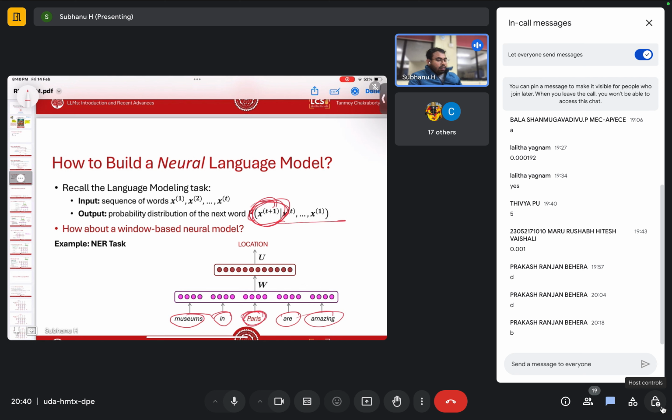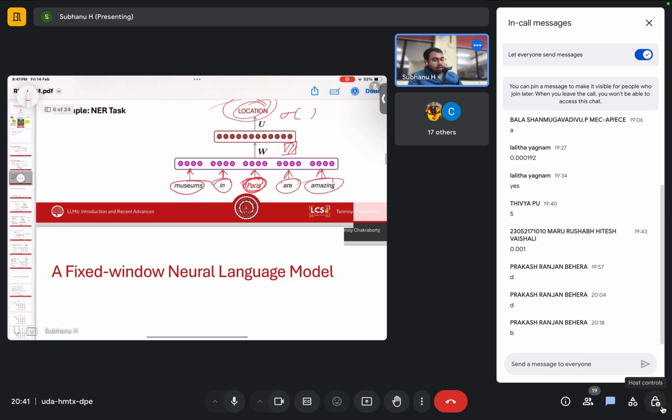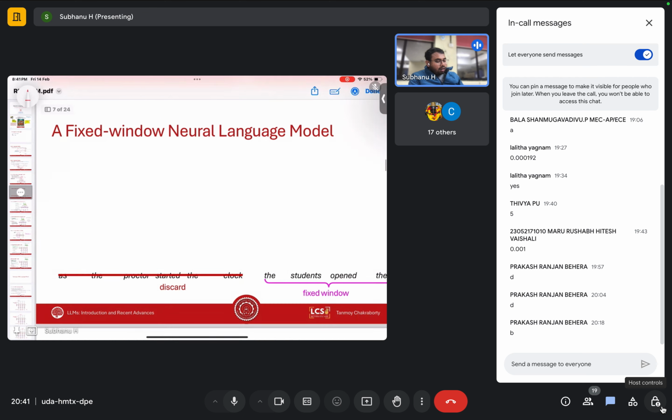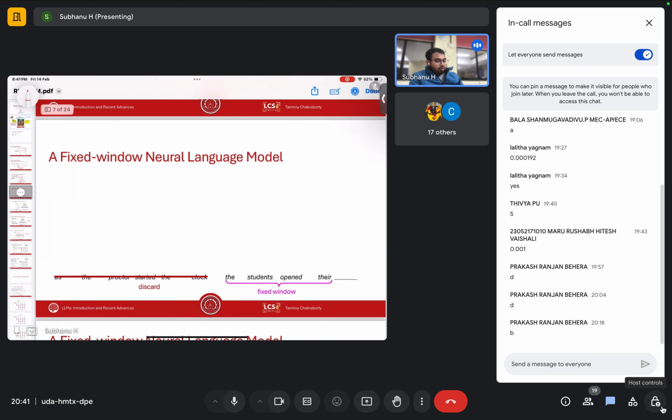I have to find out that this Paris is a location. So for that I can find the one hot encoding and feed it to this layer. Then W is a matrix, I can multiply it, pass this through a sigma kind of function, an activation function, which will give me a probability of location. But the problem is we have a fixed size window.